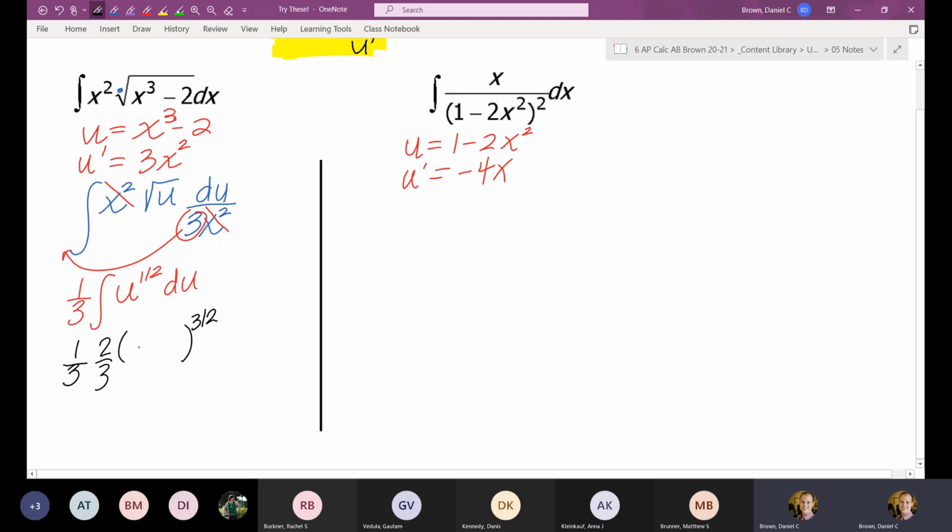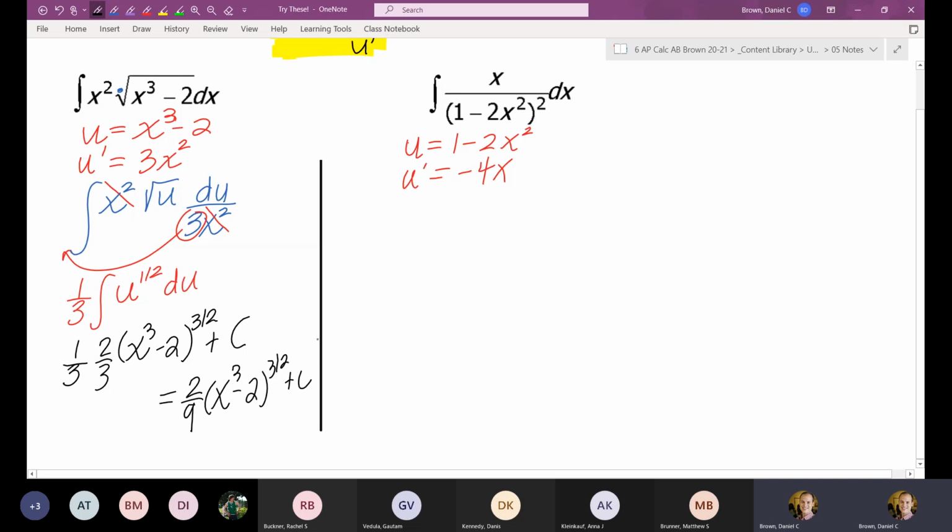What do we say u was? u was x cubed minus 2. And of course, don't forget your plus c. You can leave your answer like that, but most of you will probably multiply those coefficients to have a final answer of 2/9 (x cubed minus 2) to the 3/2 plus c.